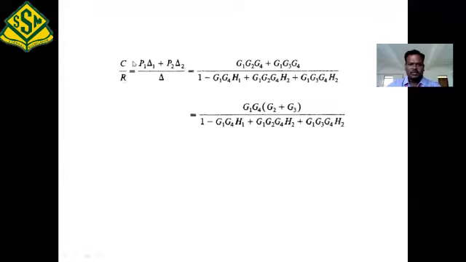So this is the transfer function formula: P1 del 1 plus P2 del 2, divided by del. All the values we know. Once you replace all the values, you will get this. I'm taking G1, G4 as a common factor and taking it outside. So you'll get G1, G4 into G2 plus G3, whole divided by 1 minus G1, G4, H1 plus G1, G2, G4, H2 plus G1, G3, G4, H2.